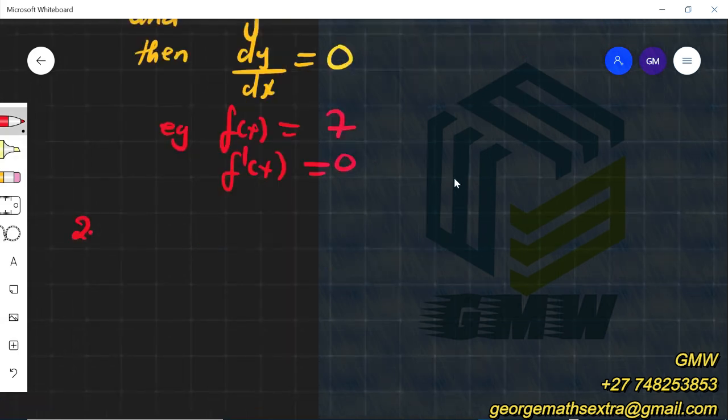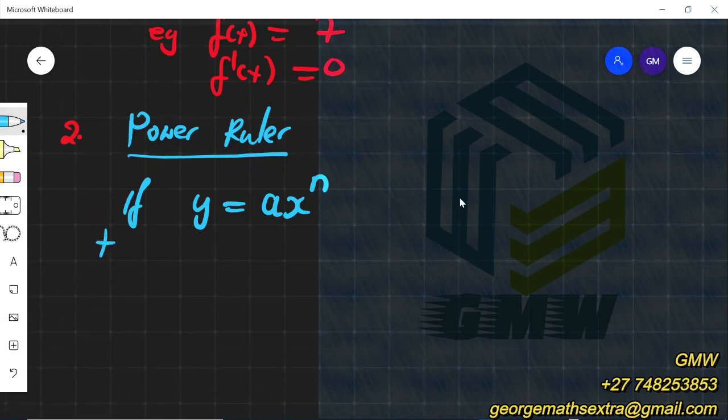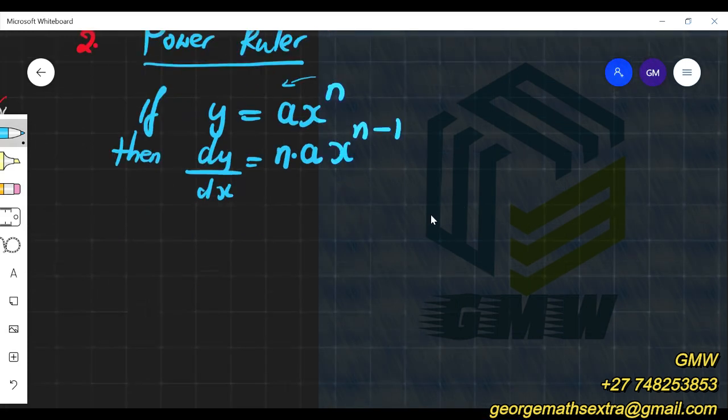Then number 2, we have what we call the power rule. This one is the rule that we use most. After this, I won't have much to say other than to go to the questions. After the power rule, let's say y is equal to a x to the power n. Then dy/dx is equal to this n you are seeing will come down here. It will multiply with a, then x to the power n minus 1. You understand what happened?